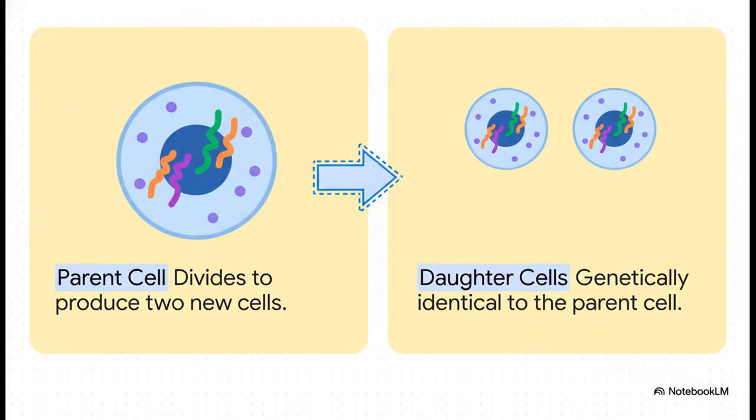So, what's the big takeaway here? It's all about the result. You start with one parent cell, and it divides to create 2 daughter cells that are perfect clones. They're genetically identical to the original and to each other. That is the whole point of mitosis.